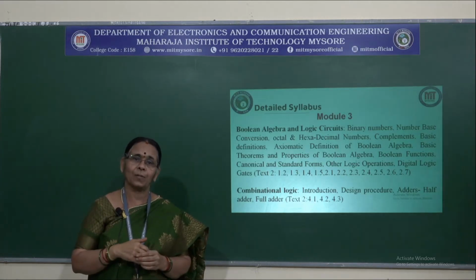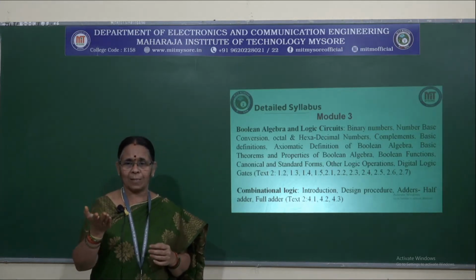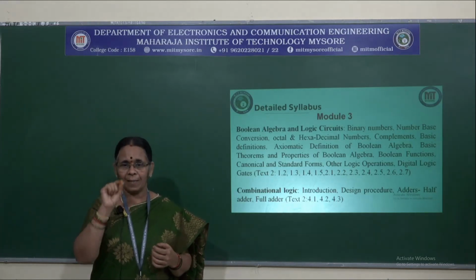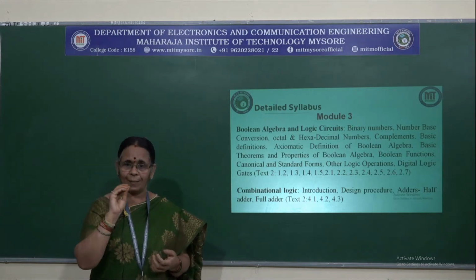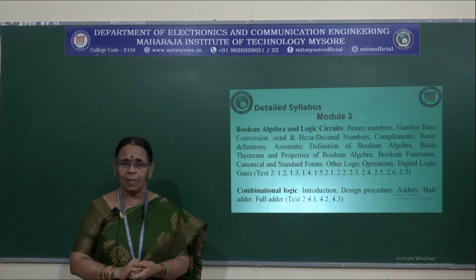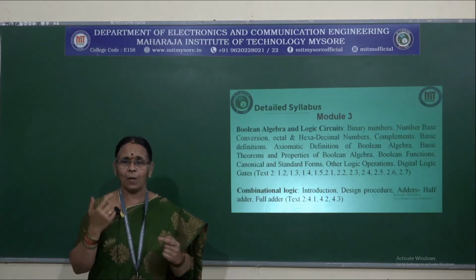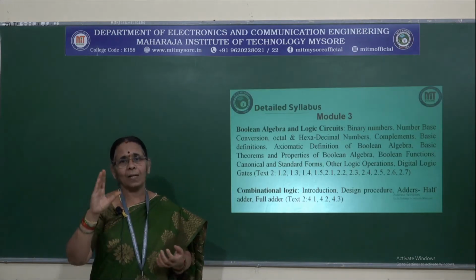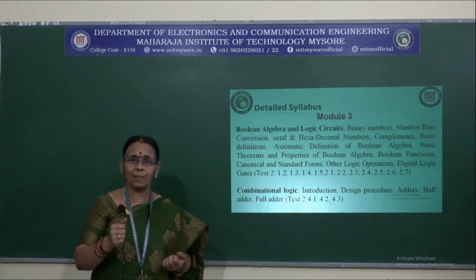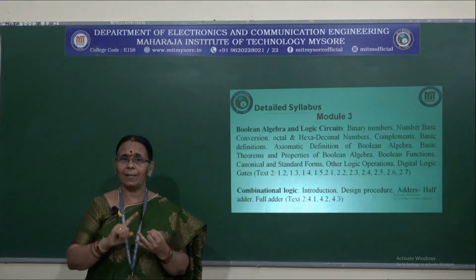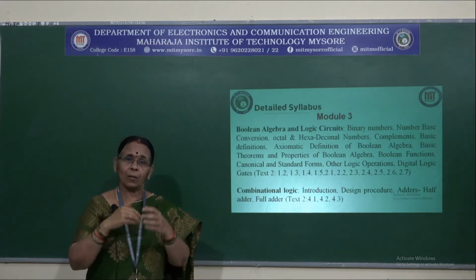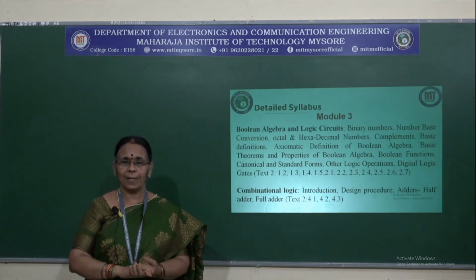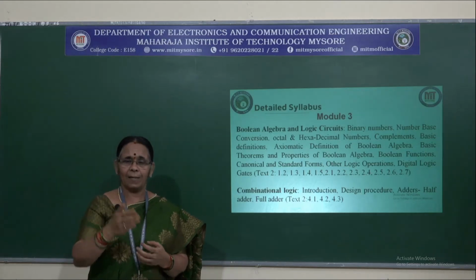Under logic circuits, we are going to study the different types of circuits such as half adder and full adder. That is why the next subheading here is combinational logic. They are introducing you to what is combinational logic and what are the design procedures. You are also asked to study adders, which are half adder and full adder, using any of the basic gates or using the universal gates. Basic gates are OR gate, AND gate, NOT gate, and exclusive OR gate. The universal gates are NOR and NAND gates that you are going to study under this module.